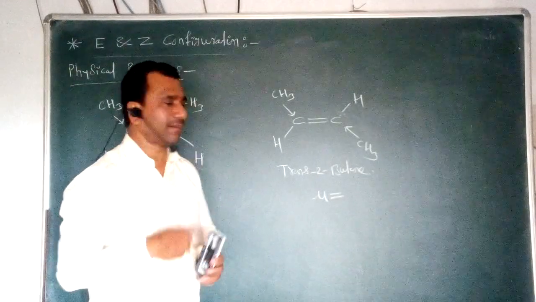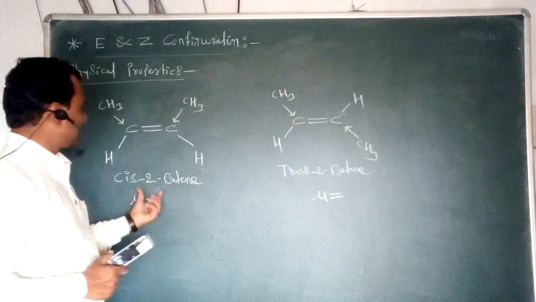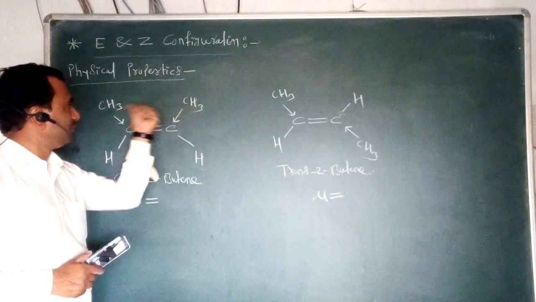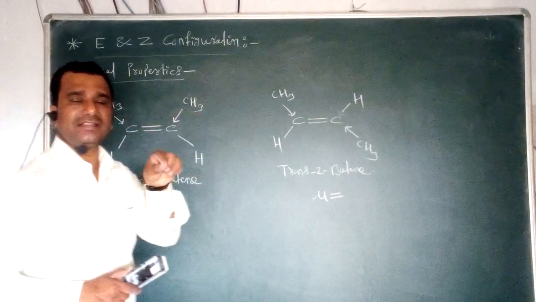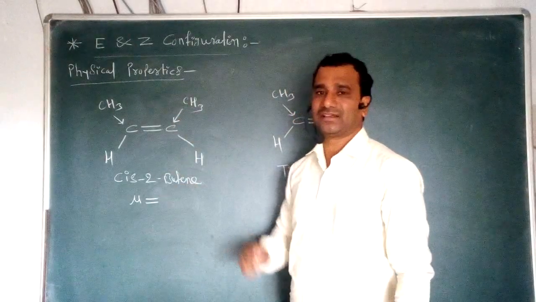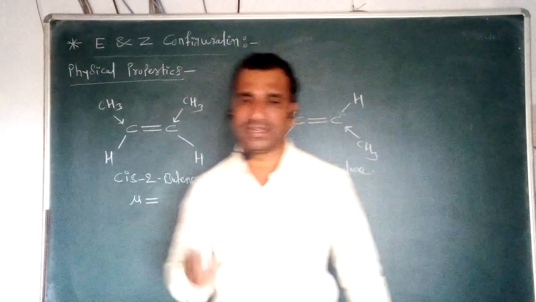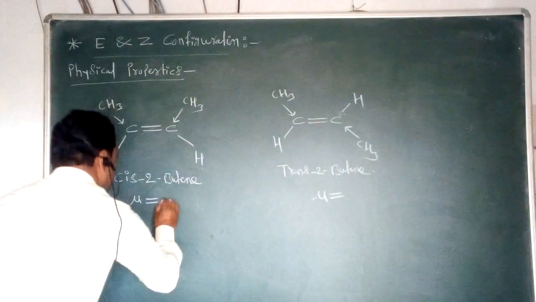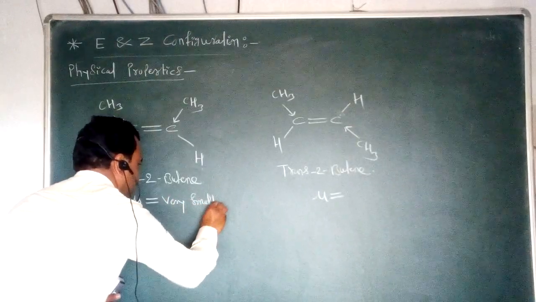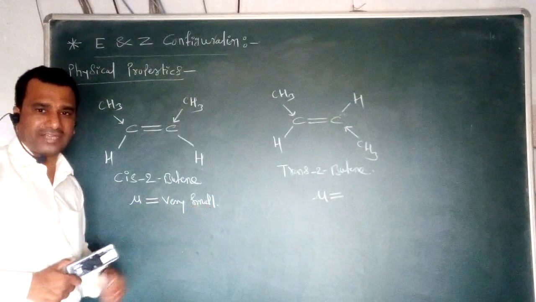Now we have to consider the magnitude of polarity shown by these two molecules. If we consider cis-2-butene, the two dipoles shown by these two methyl groups are pointed in the same direction. That's why the cis-2-butene shows some dipole moment. Here mu stands for dipole moment, so it shows a very small value of dipole moment.